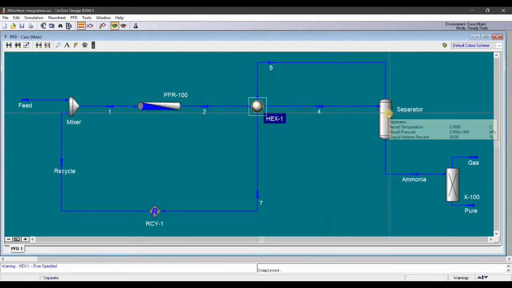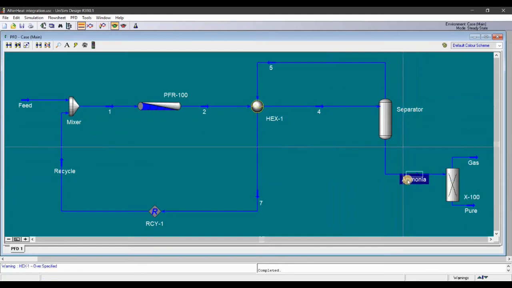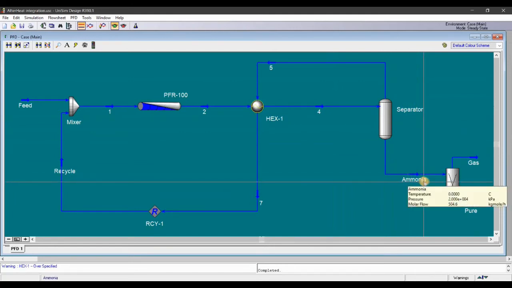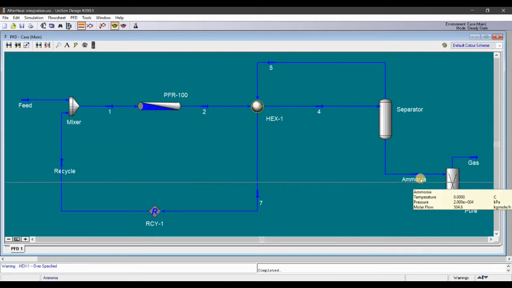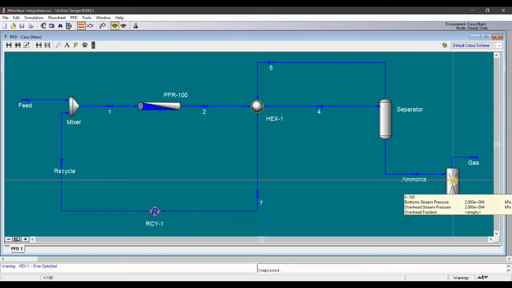Next, after the heat exchanger, the mixture is going to flow into a separator, which separates it into a gas and a liquid. The liquid one is going to flow to the ammonia. The ammonia with a little bit of mixture is then further separated using a splitter.